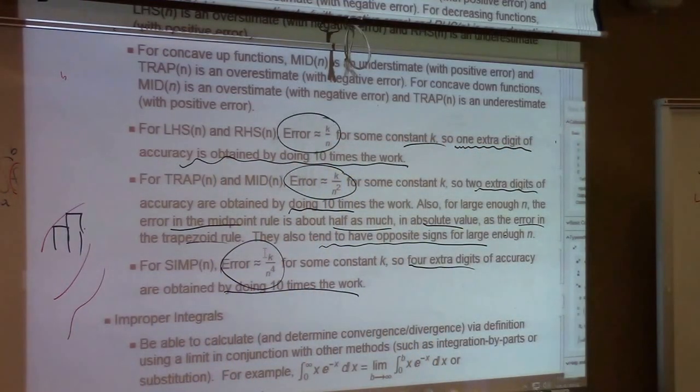Okay, those statements are in the books. Those approximations for the error are not in the book, but you'll see them in other books.